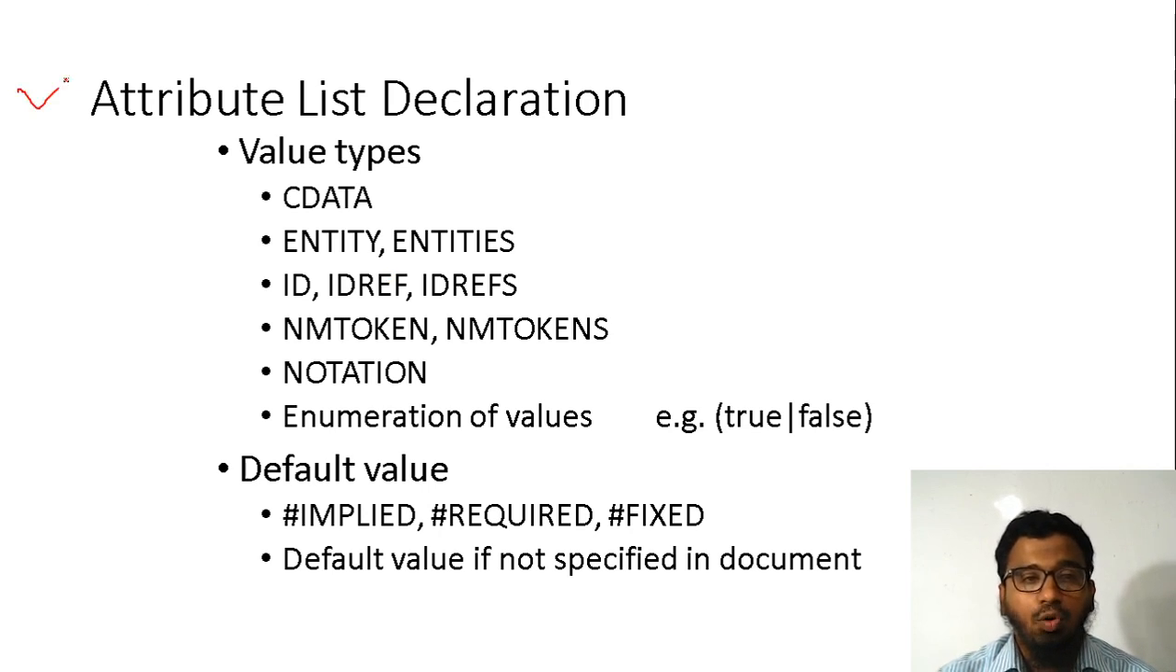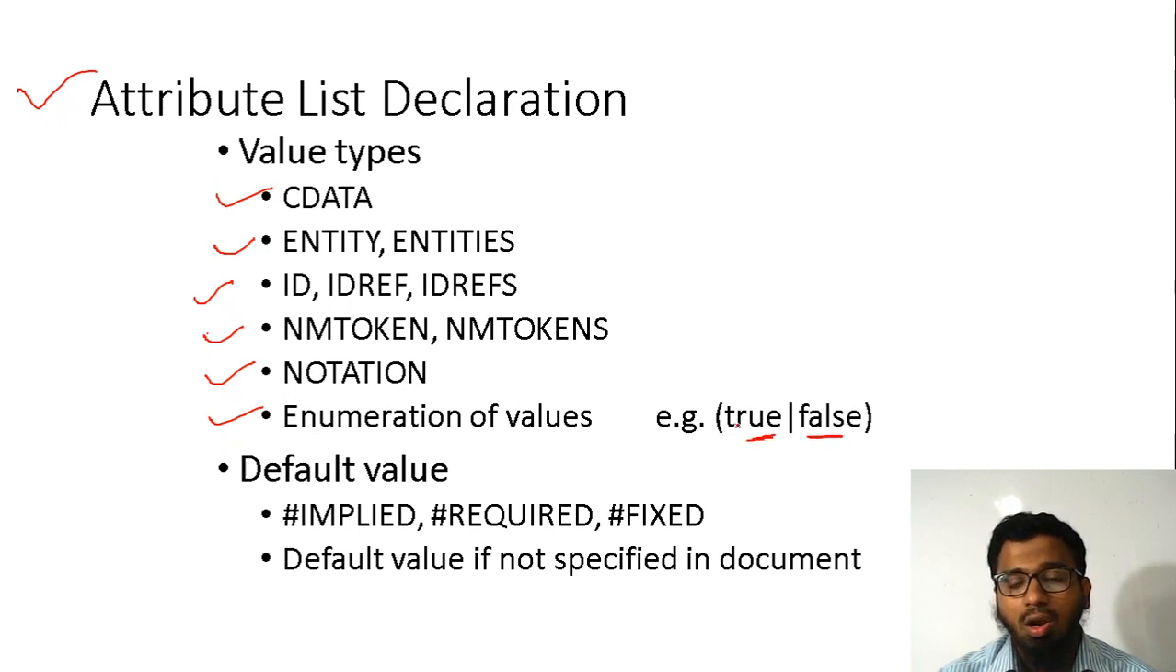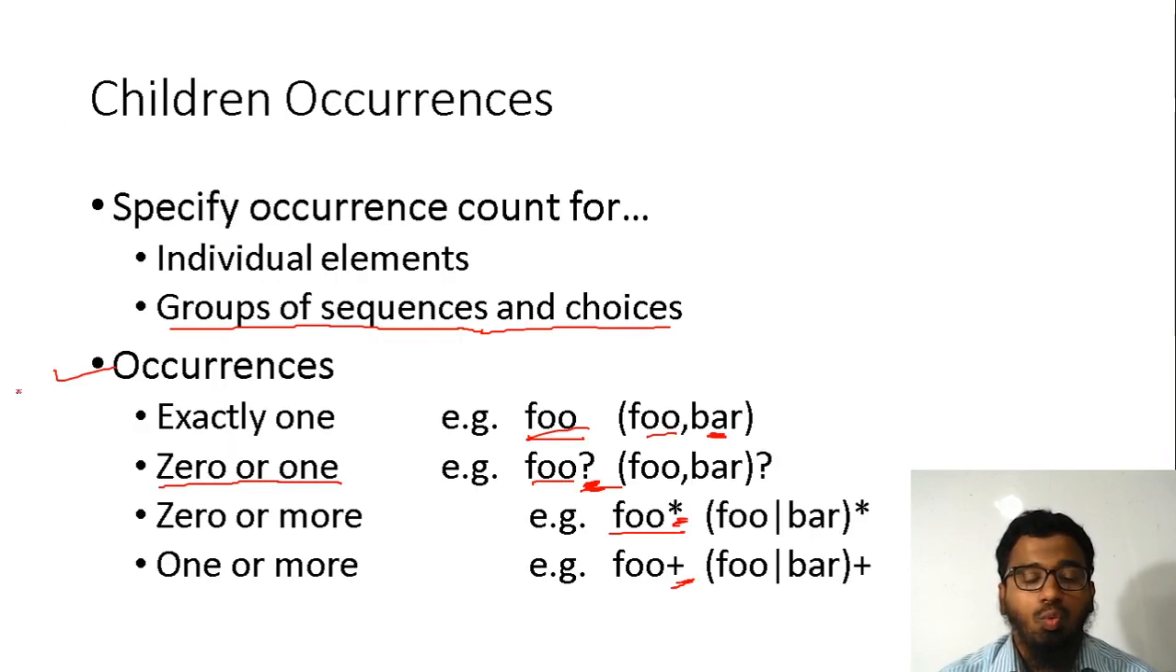Next, attribute list declaration. This is important. See: character data, entities, ID, ID reference, ID references, NM token, NM tokens, notations, enumeration of values. Any one of these, you have to take. So what is the any one? Any one means 0 or 1.